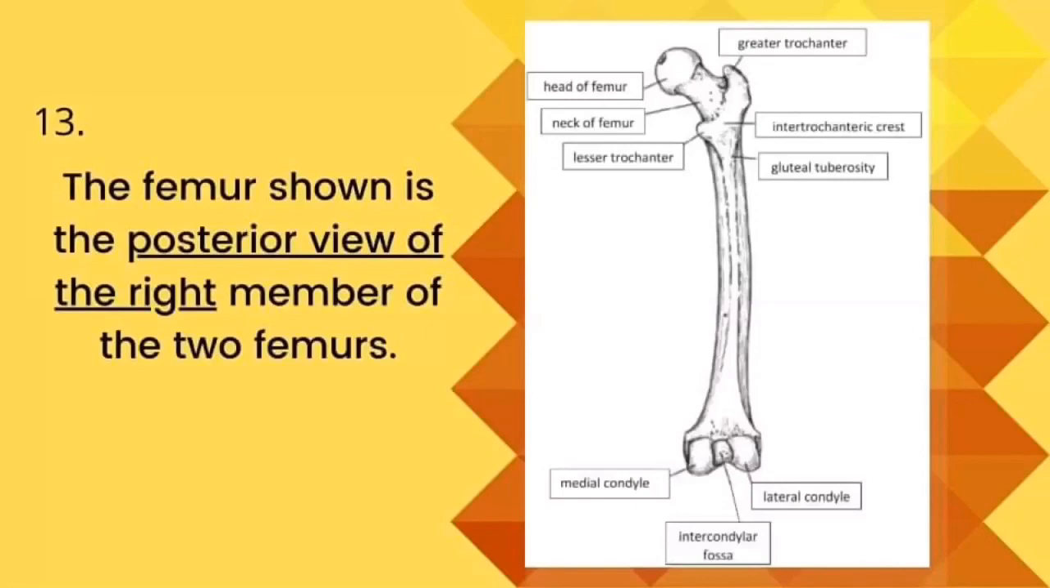Next is the lesser trochanter, which is smaller than the greater trochanter. It is a pyramidal prominence that projects from the proximal or near and medial or inside part of the shaft of the femur. The lesser trochanter receives the insertion of several muscles.